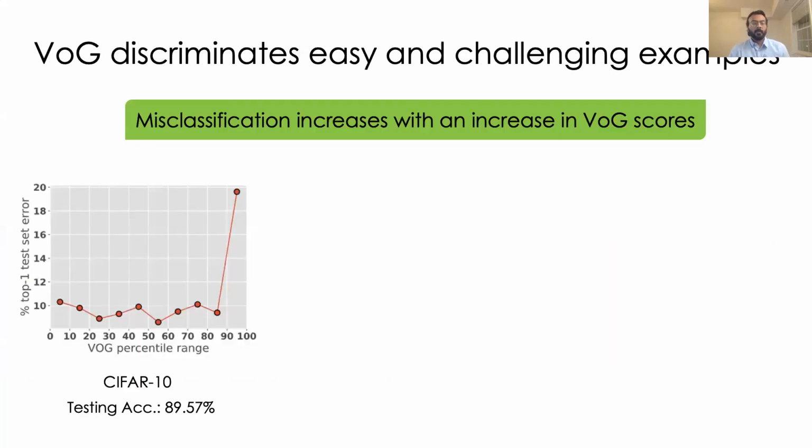Moving on to some quantitative results, here we show that VOG can easily discriminate easy and challenging examples. We trained CIFAR10 models, which achieved a testing accuracy of 89.55%. It is to be noted that all the models that I'll be showing now were trained to 100% accuracy. That is, there is some sense of overfitting across all these networks. We clearly see that the misclassification rate is the highest for the samples which have high VOG scores.